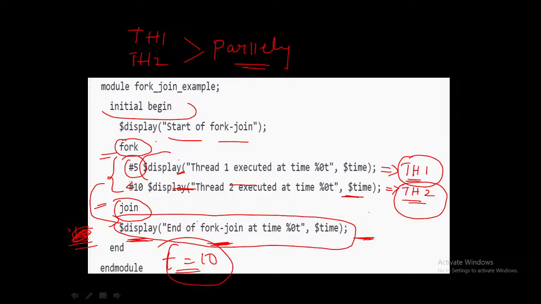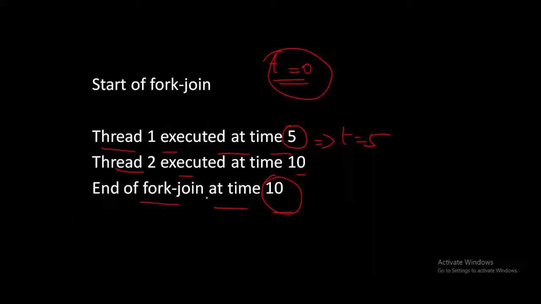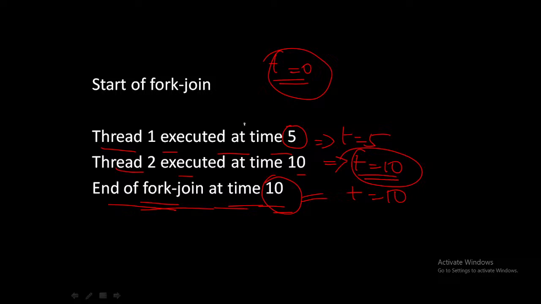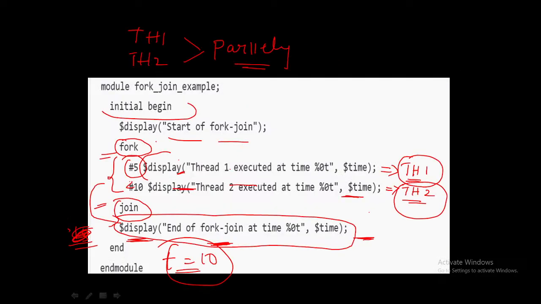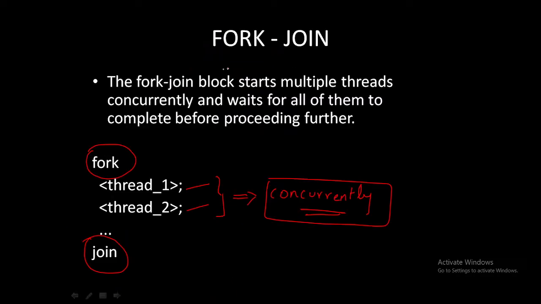Since these two threads are running parallelly, we will get the third output at time t equal to 10 units. So this is how the fork join block works. The two threads will be running parallelly, and after completion of the execution of these two threads, the compiler will get out of this fork join and the third statement will be executed. This is fork join, and this is the syntax for fork join.